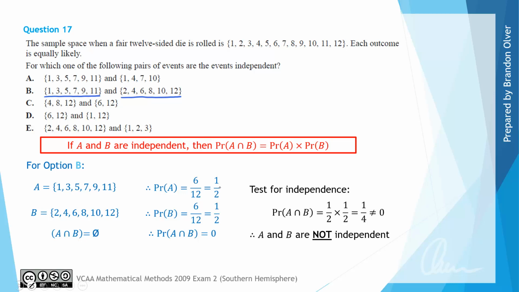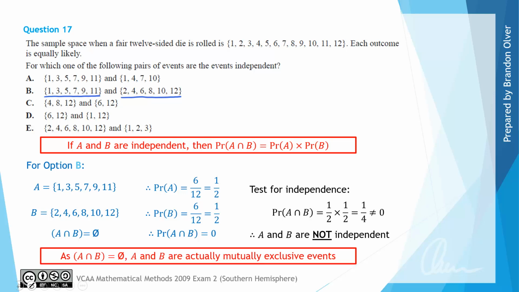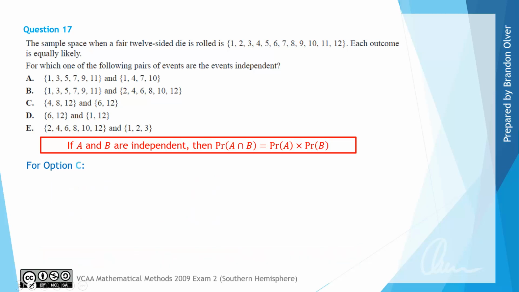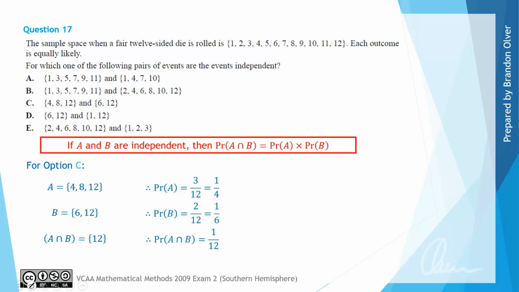So we multiply 1/2 times 1/2, which equals 1/4. And we can see that that doesn't equal 0, which is the actual probability of A intersecting B. So we conclude that those two events are not independent. And the interesting thing for option B is that because we have A intersecting B being the null set, it actually means that A and B are mutually exclusive events, which tricks a lot of students in these sorts of exams.